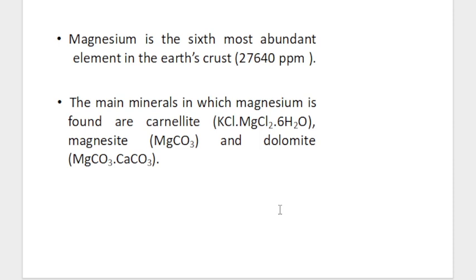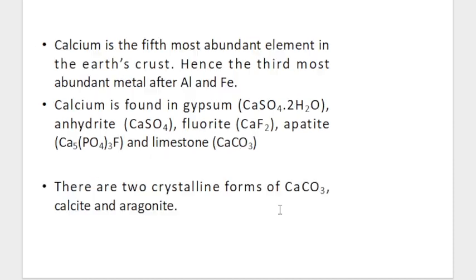The main minerals in which magnesium is found are your carnallites, which include a mixture of potassium chloride and magnesium chloride, which is hydrated, your magnesite, and your dolomite. Calcium is the 5th most abundant element in the Earth's crust, hence the 3rd most abundant metal after aluminium and iron. So aluminium is the 1st, iron is the 2nd, calcium is the 3rd most abundant metal.